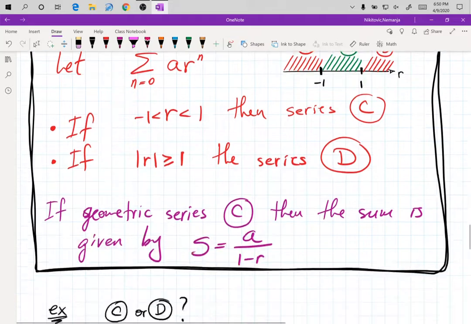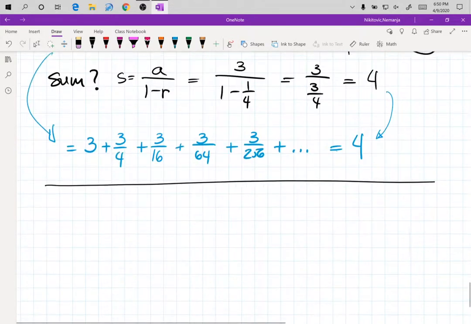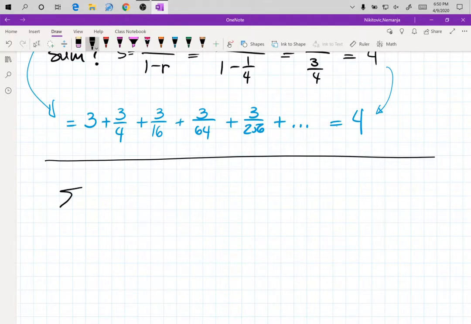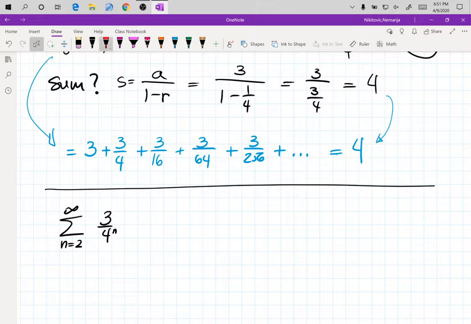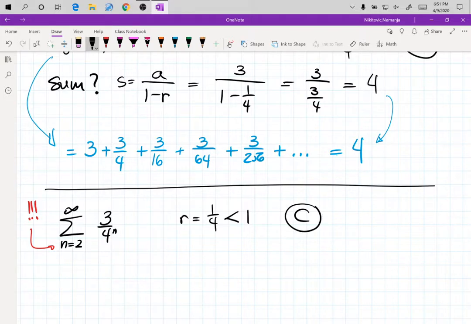So when you go down here and you look at the problem, n goes from 2 to infinity of, I don't know, 3/4 to the n. I'm going to use the same problem as here, except now I'm starting at 2. Does this change convergence? The answer is no. Your r is still 1/4. That is still less than 1. We're still convergent.